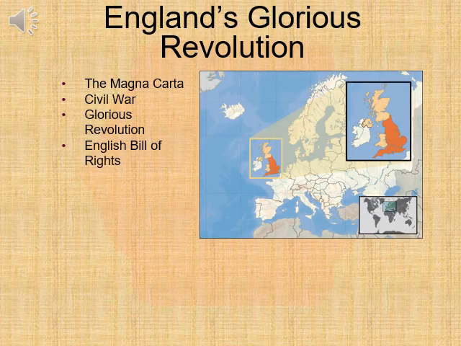Throughout this lesson, we're going to be talking about England's Glorious Revolution. We're going to be looking specifically at the Magna Carta, England's Civil War, the Glorious Revolution itself, and the end product being the English Bill of Rights.